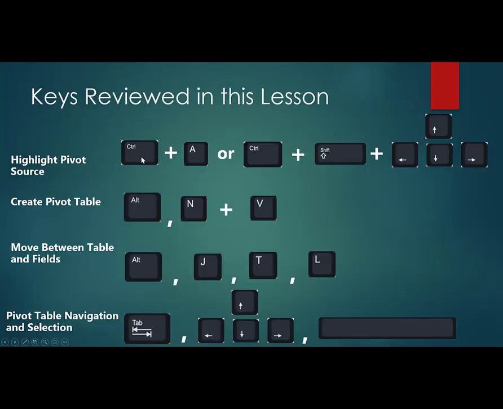Check it out. So this is kind of a review from earlier, the Ctrl A to get the whole selection, where you can Control Shift and move your arrows around. But to create the pivot table, you do Alt N and V, and then you can move around with Alt JTL. You hit Alt JTL again to go into the specifics of the pivot table, and then you can move around using these shortcuts here. Yeah, it's a lot easier to explain with the demo. Let's jump in and learn more about our pivot tables.